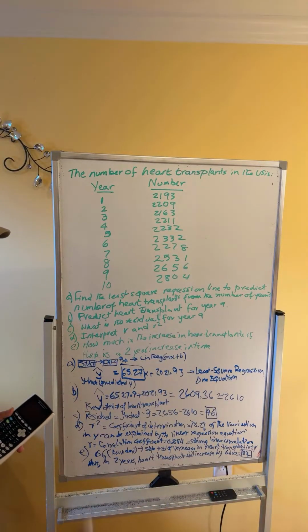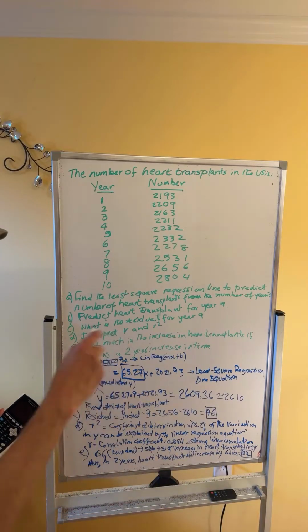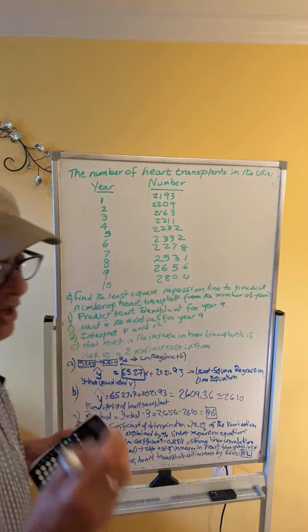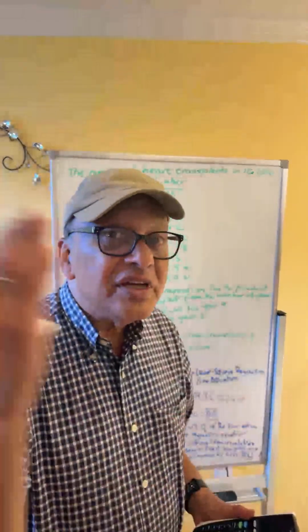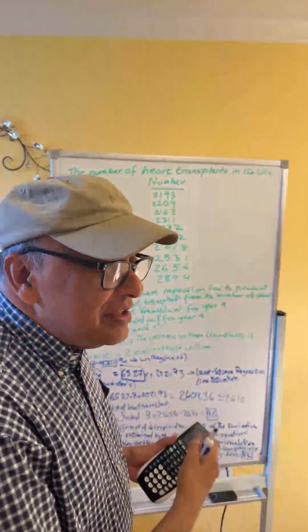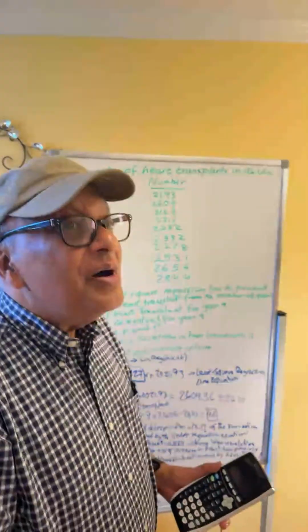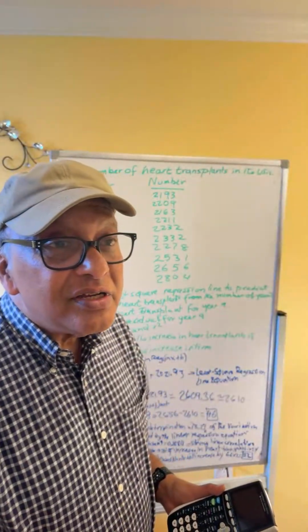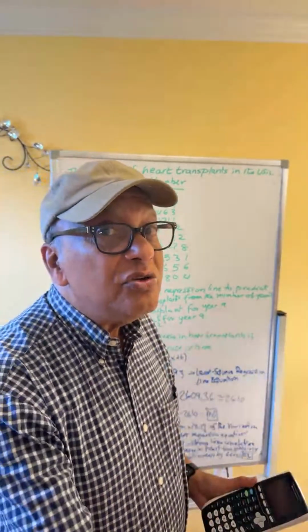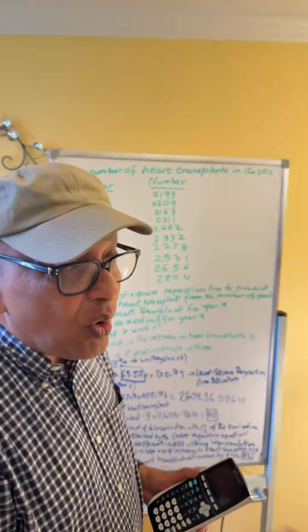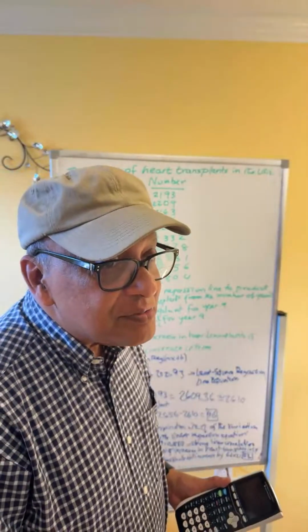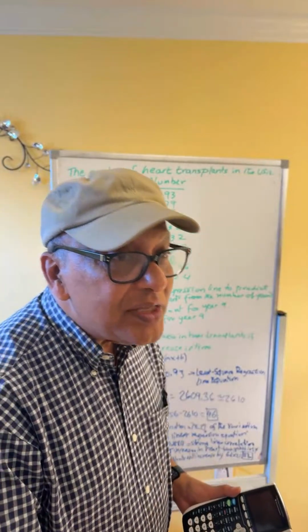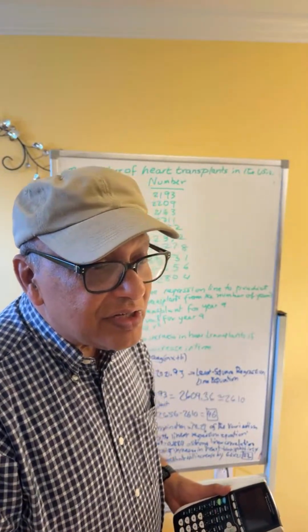Also, we have R square, which is the coefficient of determination. Here it is 78.2%. Only for R square, we take the value from the calculator and multiply by 100%. In this case, it was 0.782, multiplied by 100%, shifting the decimal 2 places to the right, or 78.2% of the variation in y, in this case heart transplant numbers, can be explained by the least squares regression line equation.